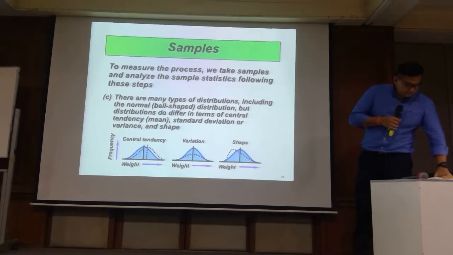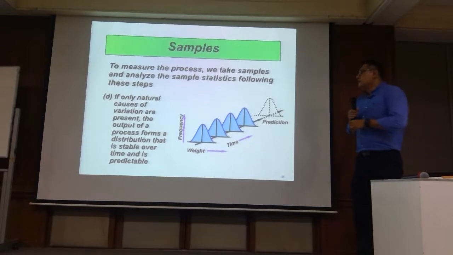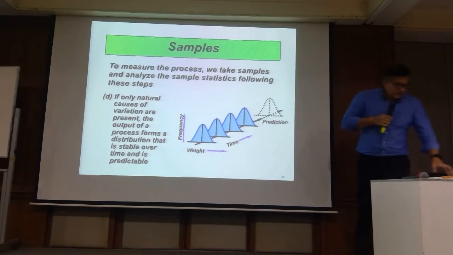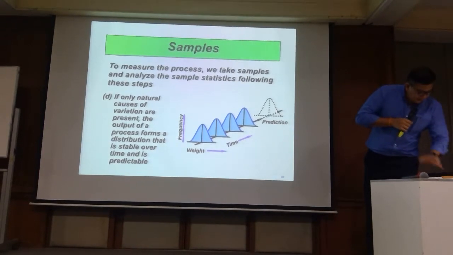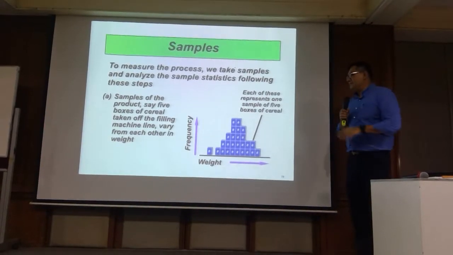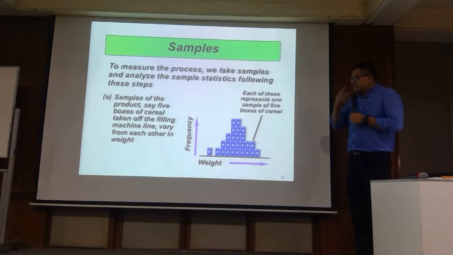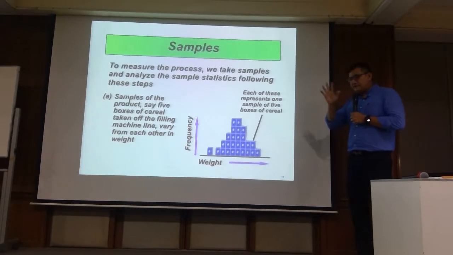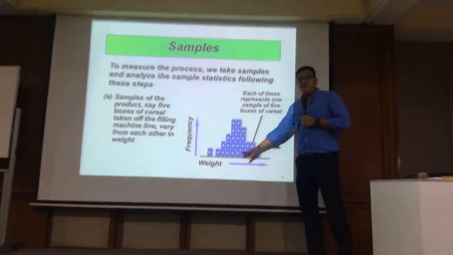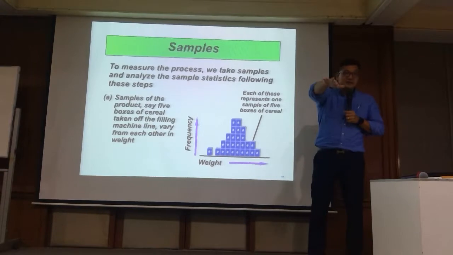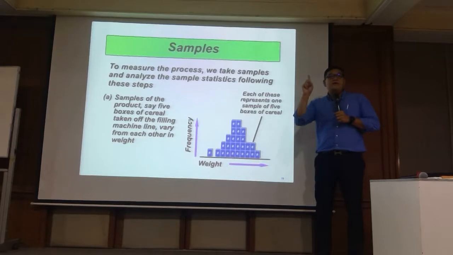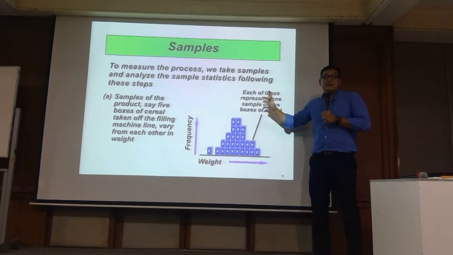I'm sorry, I made one mistake. Let me repeat again. For the first hour, I'm sampling 5 boxes from the production line. I record the average weight from the 5 boxes and go back to the production line again. I'm doing it again and again. So I'm going to have the distribution for the first hour. Not too many hours, as I mentioned.